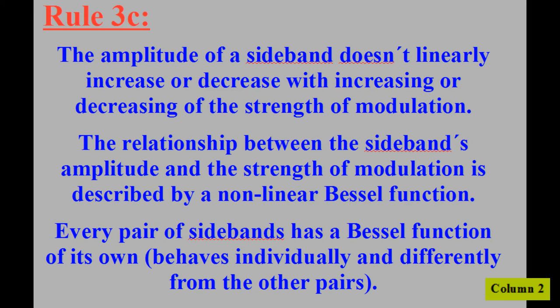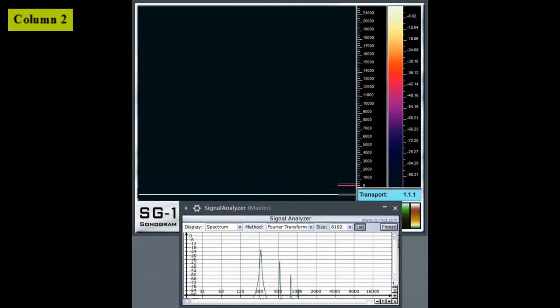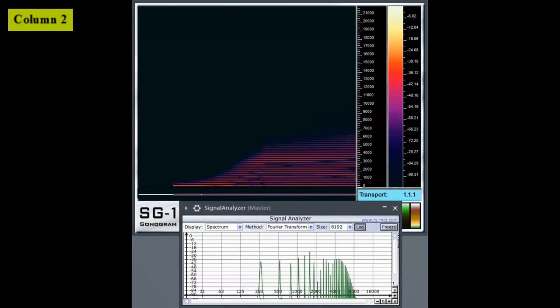I can't help showing an even more impressive dance of the sidebands with two modulators in series. No further explanations will be given, just enjoy the ballad.